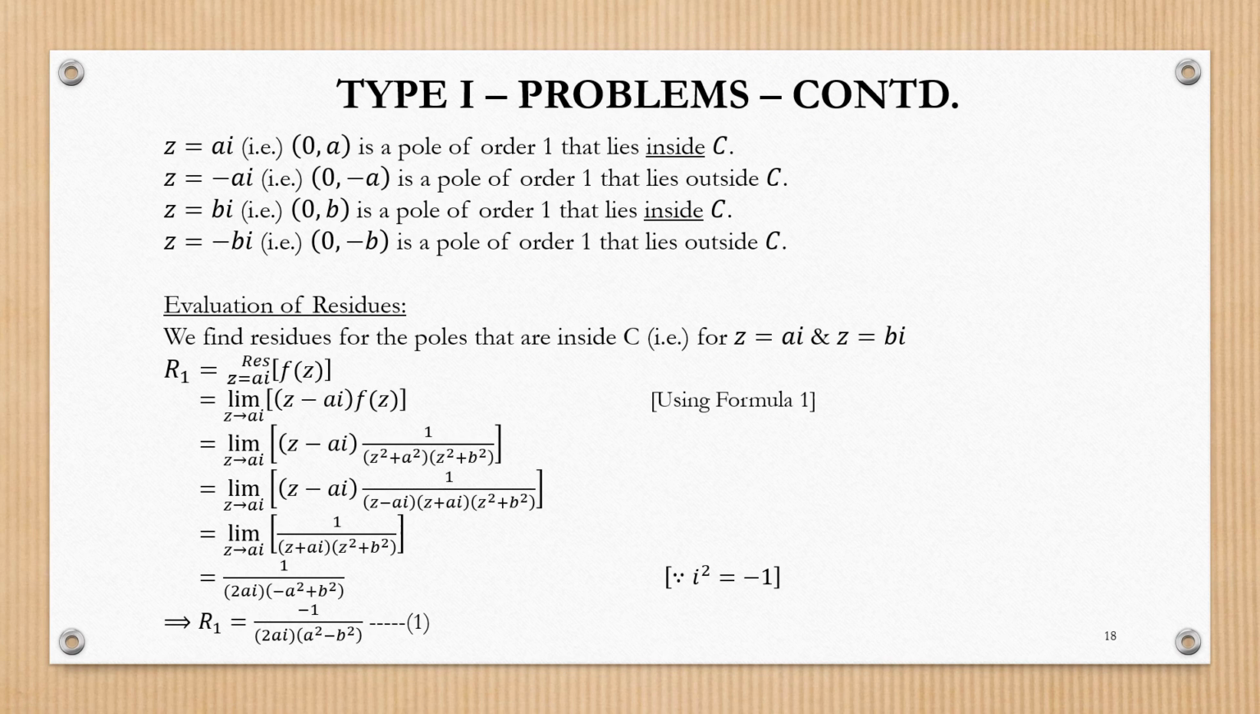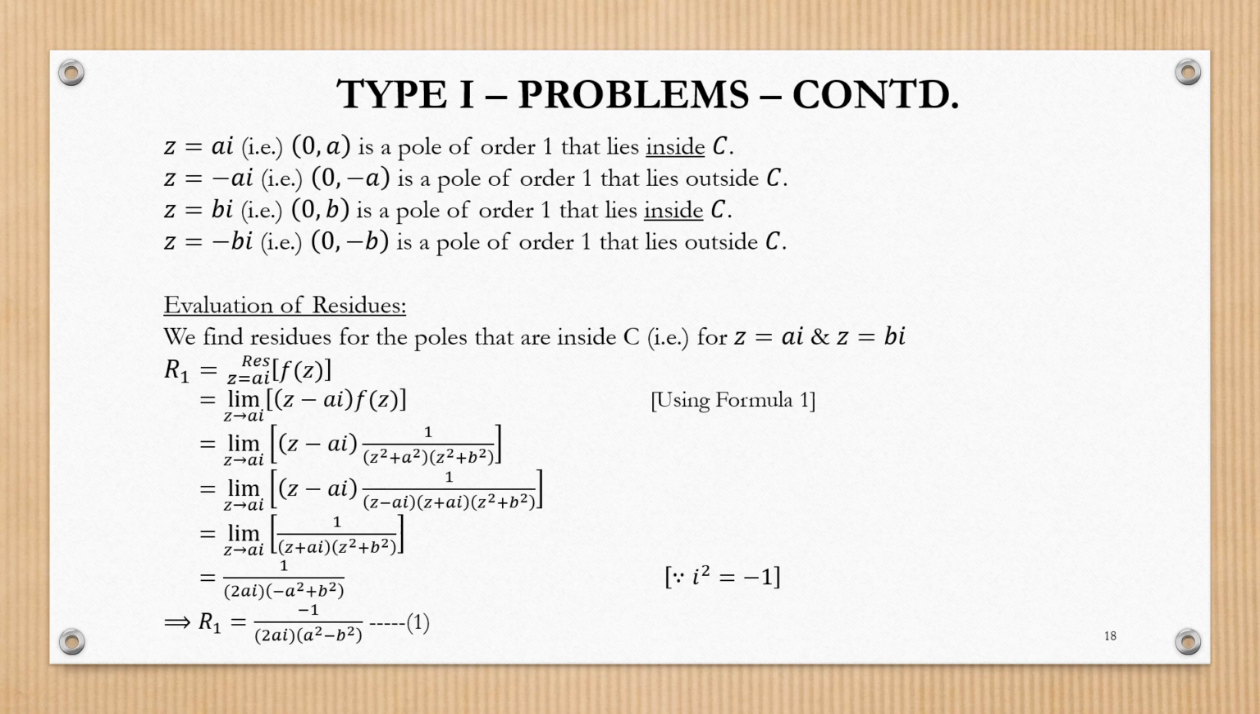I will explain why it is so. What does the contour C consist of? The upper semicircle and the real axis from minus r to plus r. You know that the point ai, that is (0, a), is a point on the imaginary axis or the y axis. A being positive, (0, a) lies on the positive y axis, whereas (0, minus a) lies on the negative y axis. The contour does not contain the negative y axis. By virtue of this, minus ai is outside the curve. For a similar reason, bi is inside the curve and minus bi is outside the curve. So we find two poles that are inside and both of order 1.